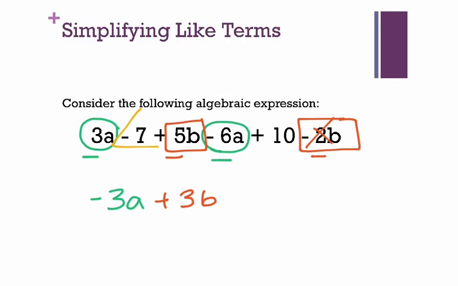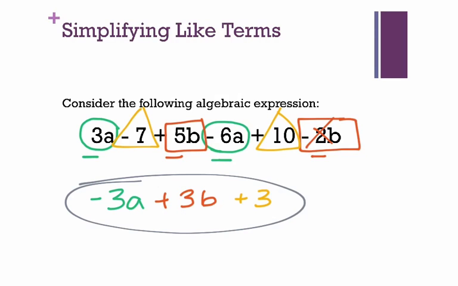And then the last one here, we have negative 7 and positive 10. Those are my constants, so I'm going to write them last. Negative 7 plus 10 is 3. So for right now, that is our simplified expression. When you go on into other courses, we can do what we call factoring that expression, but we are going to go ahead and stop here.